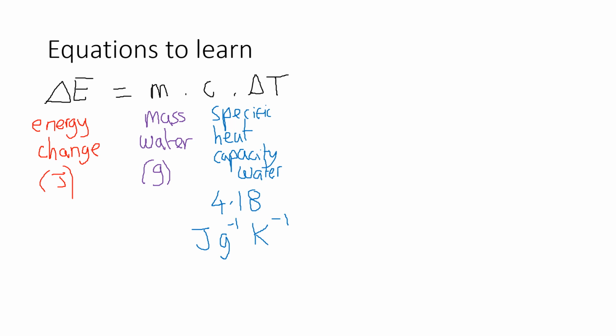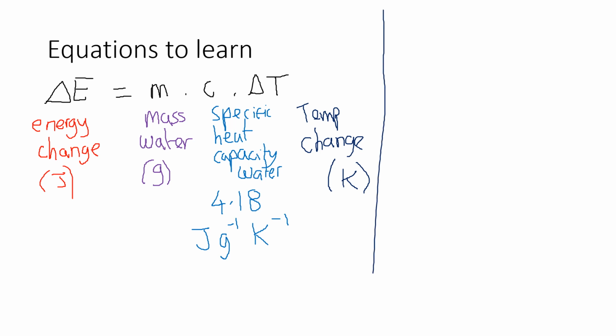And then delta T is your temperature change, and that's measured in Kelvin. Now you might be thinking, hang on, we just measured our temperature change of the water with our thermometer in degrees Celsius. Well, if the temperature change goes up by 10, the temperature change in Kelvin would also be 10 as well. So when we're dealing with changes in temperature, it's very easy to convert between degrees Celsius and Kelvin. So this is our first formula that we need to know.